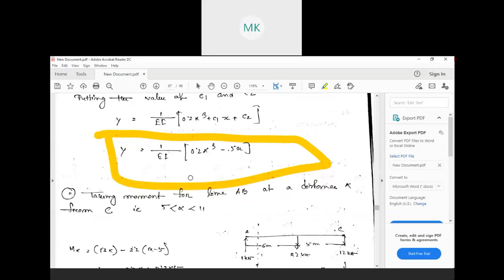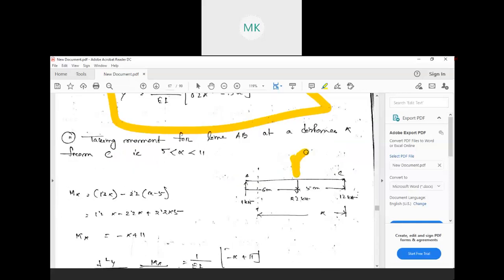This is one part. Up to here it is over for the line BC. Next, we need to consider the line AB. Taking the moment for line AB at the distance x from C, we are now considering distance x on the beam AB.